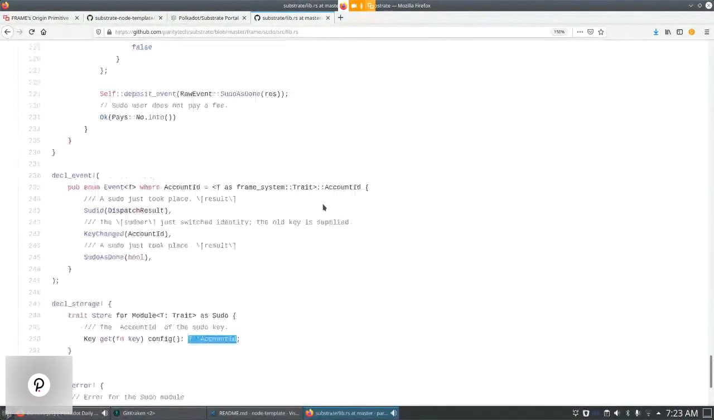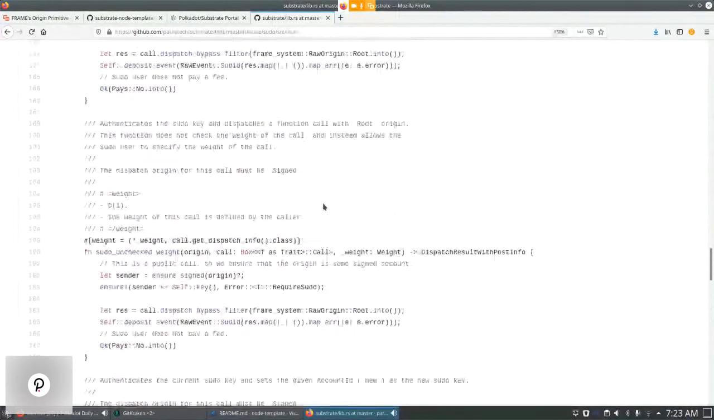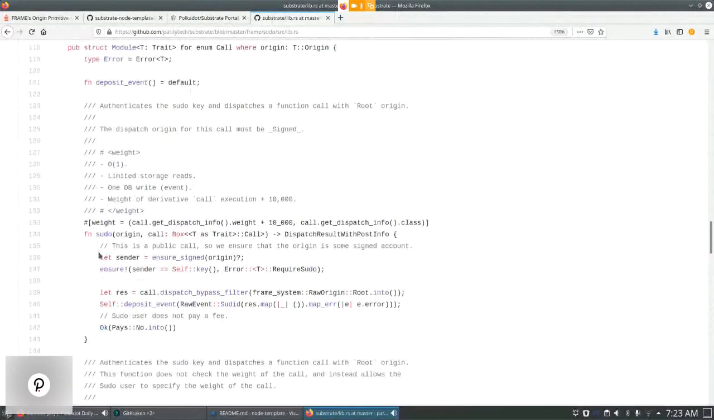And then you can see, let's look at pseudo. It looks very, very similar to what we did in the Dumbo palette. We checked the origin. We made sure that it's the same as that key, and then we dispatched the call. So pseudo works almost exactly like the Dumbo.